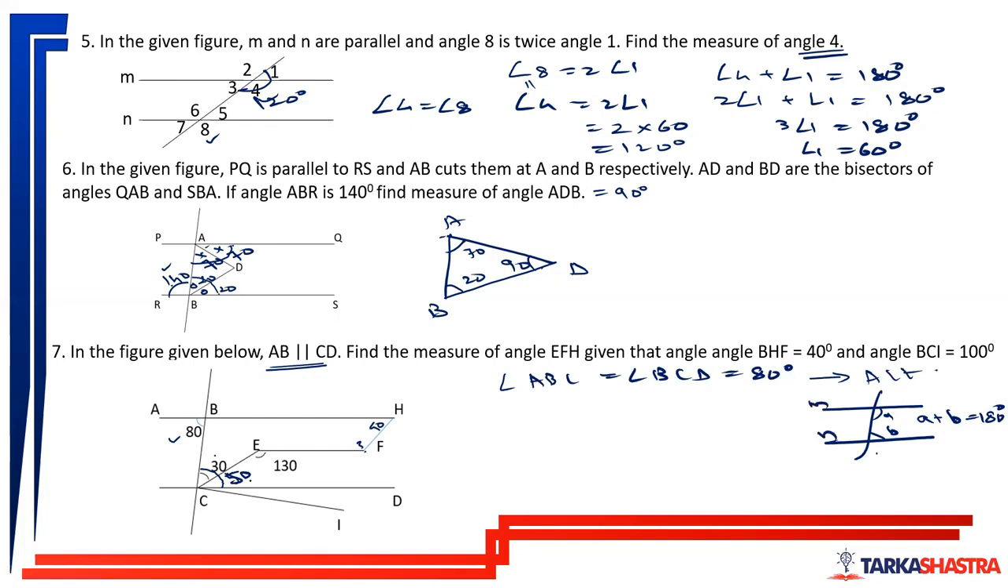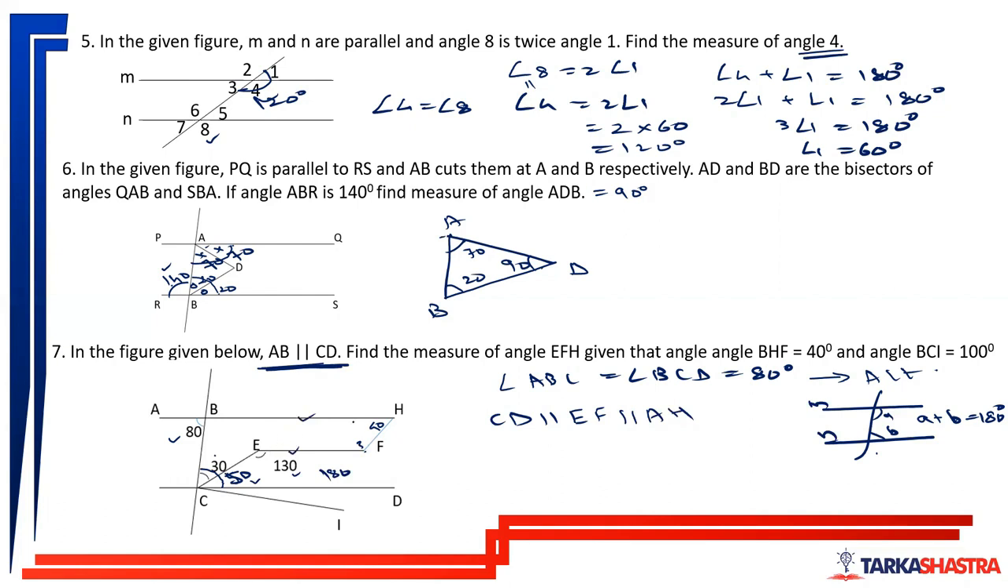Now, if you observe, this is 50 and this is 30, 130. So their sum is 180, right? Their sum is 180, which tells us that CD is parallel to EF, correct? But if CD is parallel to EF, we already know that CD is parallel to AB or AH. So EF is also parallel to AH. These two lines are also parallel.